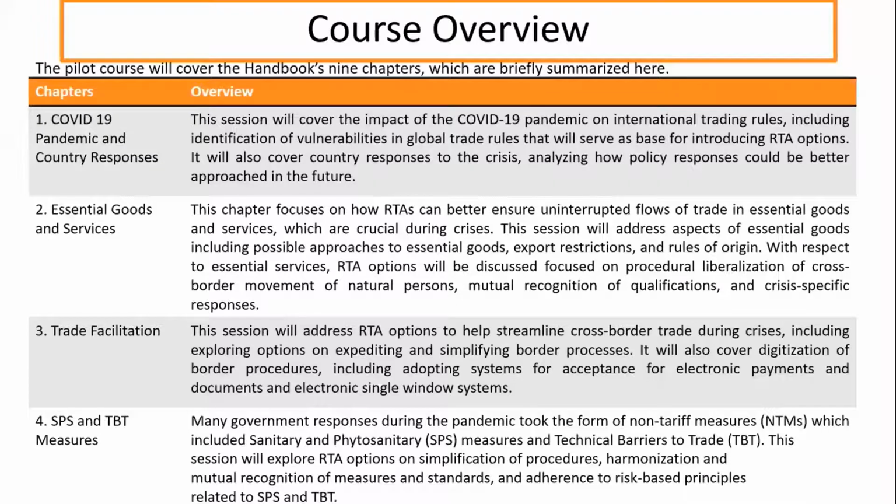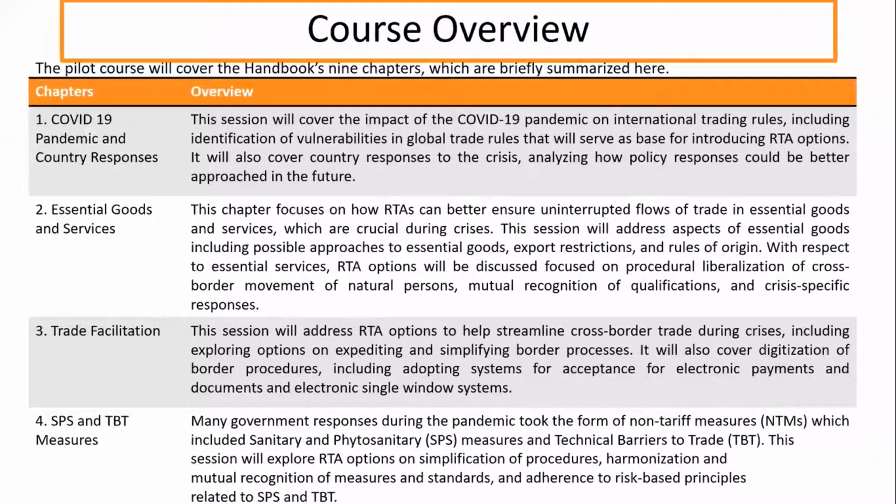The second chapter rightly focuses on essential goods and services, and how RTAs can better ensure uninterrupted flows of trade during times of crisis. This session addresses aspects of essential goods, such as approaches to identifying and defining essential goods, export restrictions, and rules of origin. With respect to essential services, the chapter looks at procedural liberalization of cross-border movement of natural persons, mutual recognition of qualifications, and crisis-specific responses. The third chapter focuses on trade facilitation and how RTAs can help streamline cross-border trade during crisis, including exploring options on expediting and simplifying border procedures and processes. It also covers digitization of border procedures, including systems for acceptance of electronic payments and documents, and single window systems.